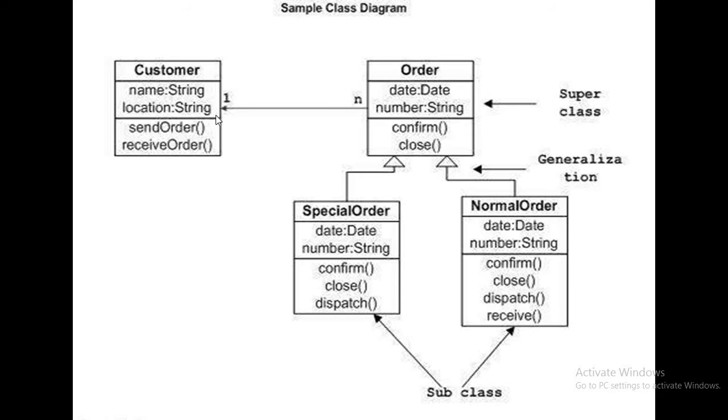That means the different rectangles represent different classes. And different compartments are present. This is the first compartment, this is the second compartment, this is the third compartment. Different parts: compartment 1, compartment 2, compartment 3. And what do they represent?